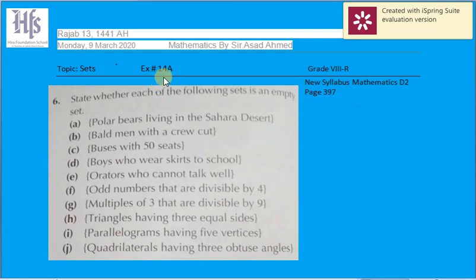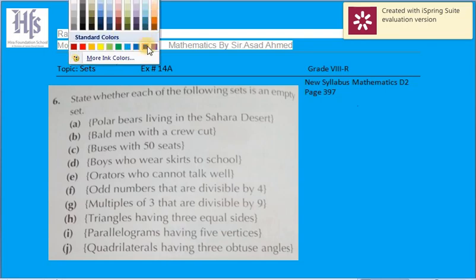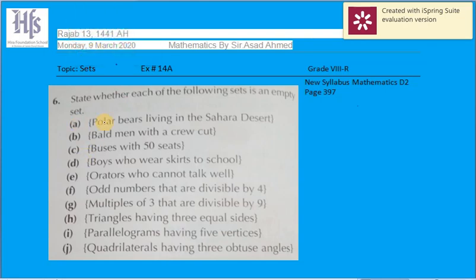Exercise 14a, question number 6. State whether each of the following sets is an empty set. We have to see which set is an empty set. It means the set which has no value. For instance, question number 6 part A. Polar bear living in a Sahara desert.